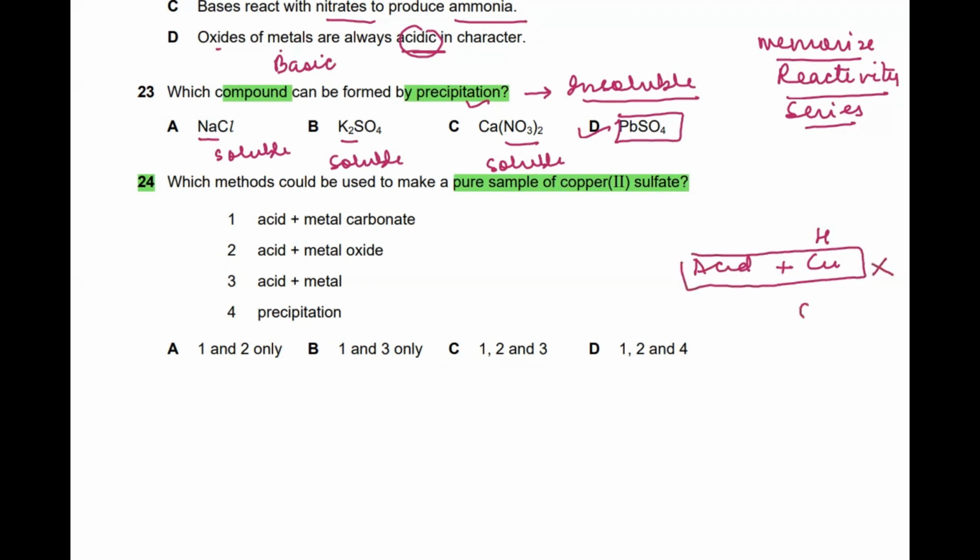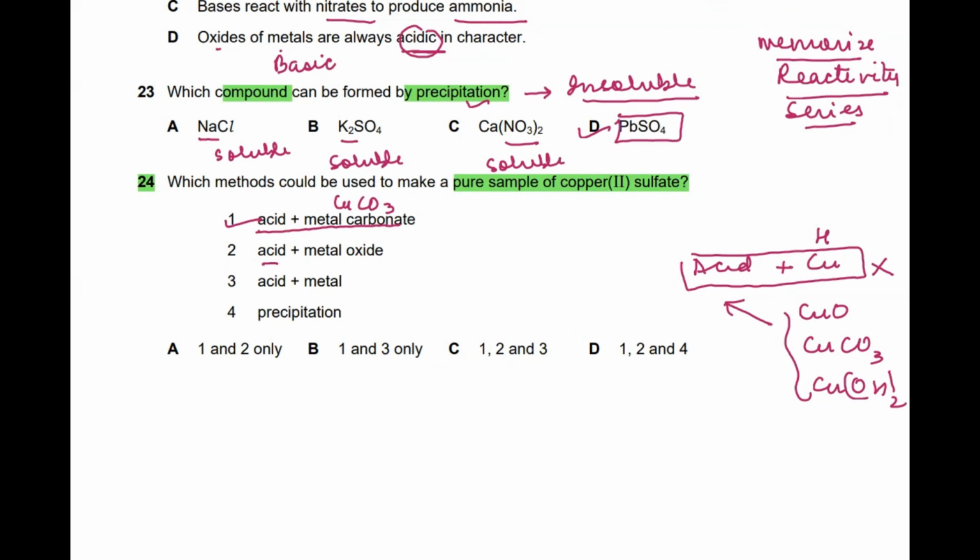So it's the copper compounds, either in the form of copper oxide, or in the form of copper carbonate, or in the form of copper hydroxides. They will be reacting with acids to form copper sulfate, right? So let's check it out. Question number 24, we have acid and metal carbonate. Yes, we can have copper carbonate that can react with sulfuric acid to form copper sulfate.